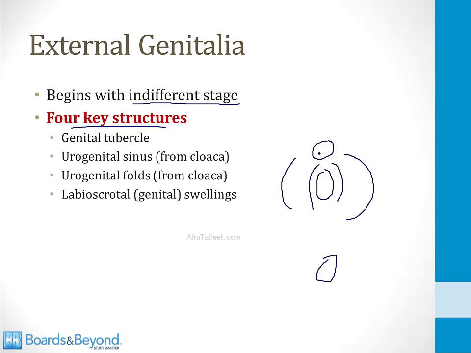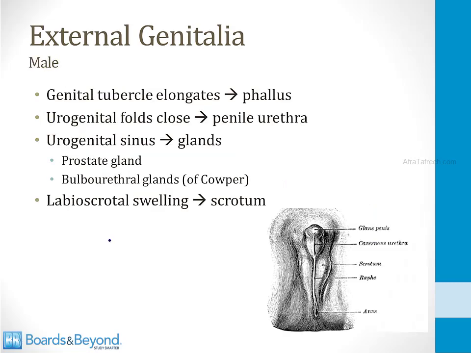Basically, what's going to happen is in the male, the genital tubercle is going to elongate into the penis, and the urogenital sinus is going to close. In the female, the urogenital sinus is going to remain as the opening to the vagina, and the genital tubercle will become the clitoris. So here's what happens in the male.